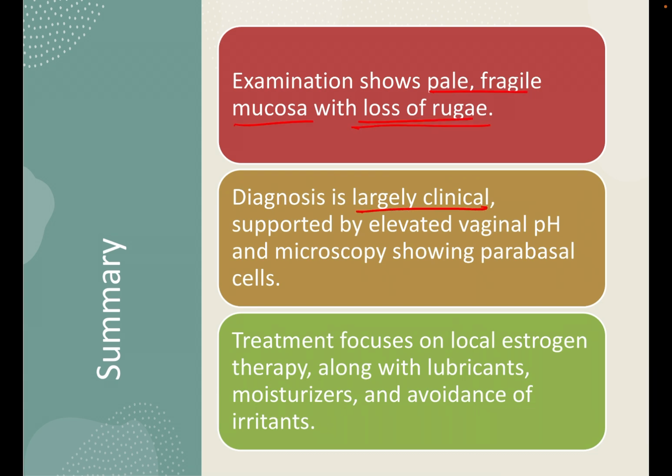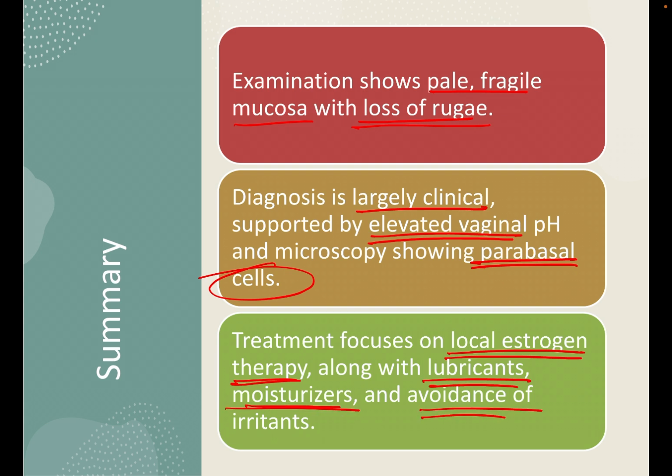Diagnosis is largely clinical, supported by elevated vaginal pH and microscopy showing parabasal cells. Treatment focuses on local estrogen therapy along with lubricants, moisturizers, and avoidance of irritants.